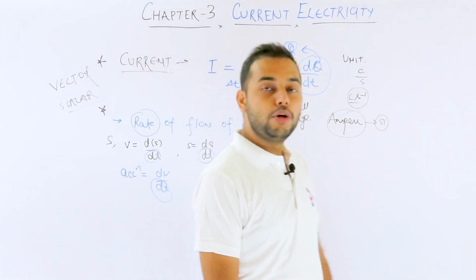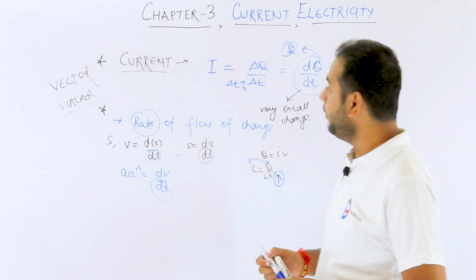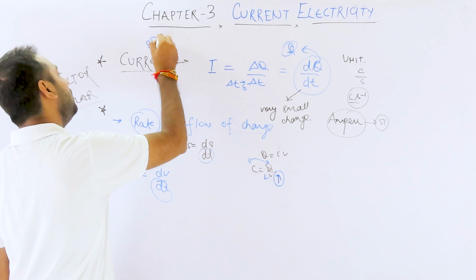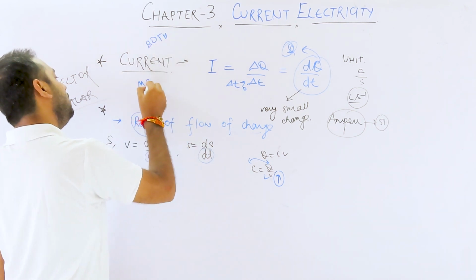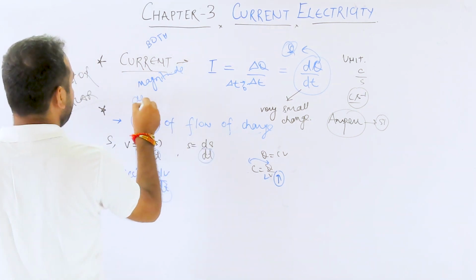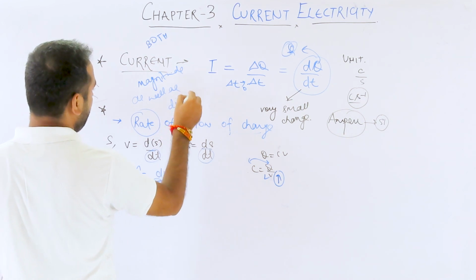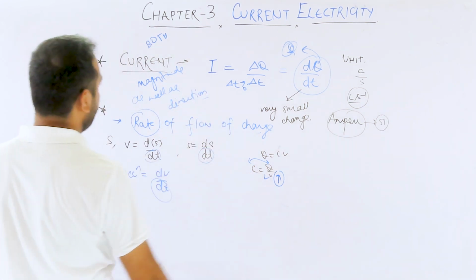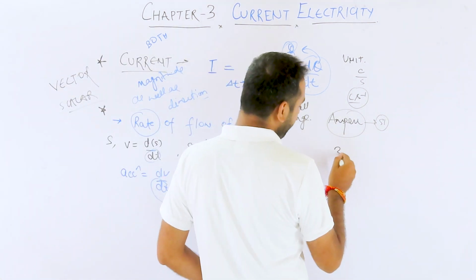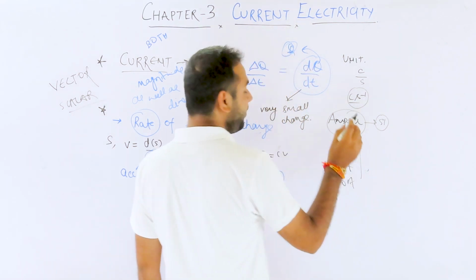Why? Because current is a quantity which has both magnitude as well as direction. Because we know current is, say, 3 ampere, 5 ampere, 10 ampere. So it has a magnitude: 3 ampere, 5 ampere, 10 ampere.